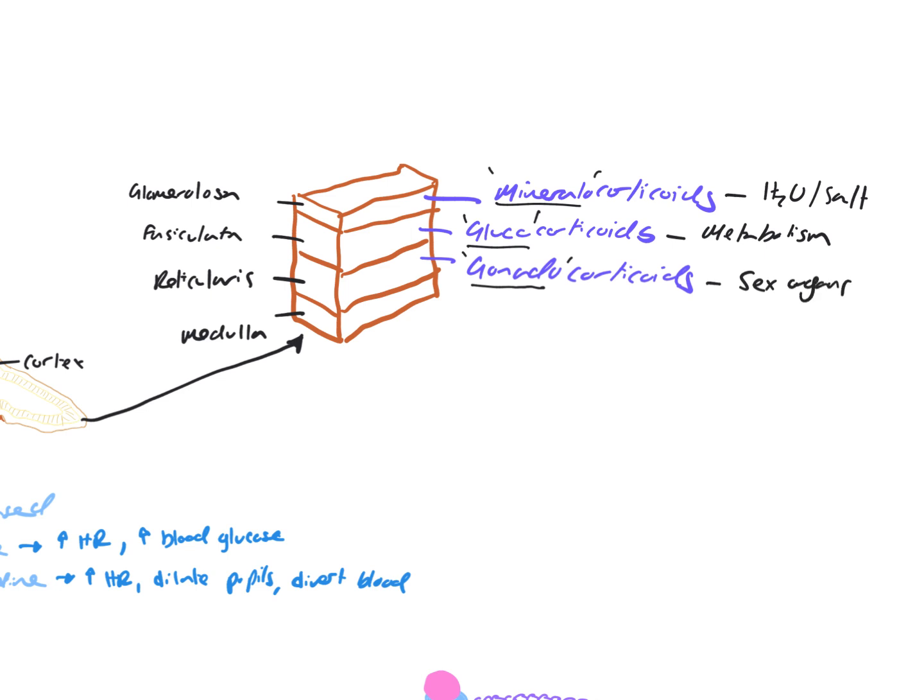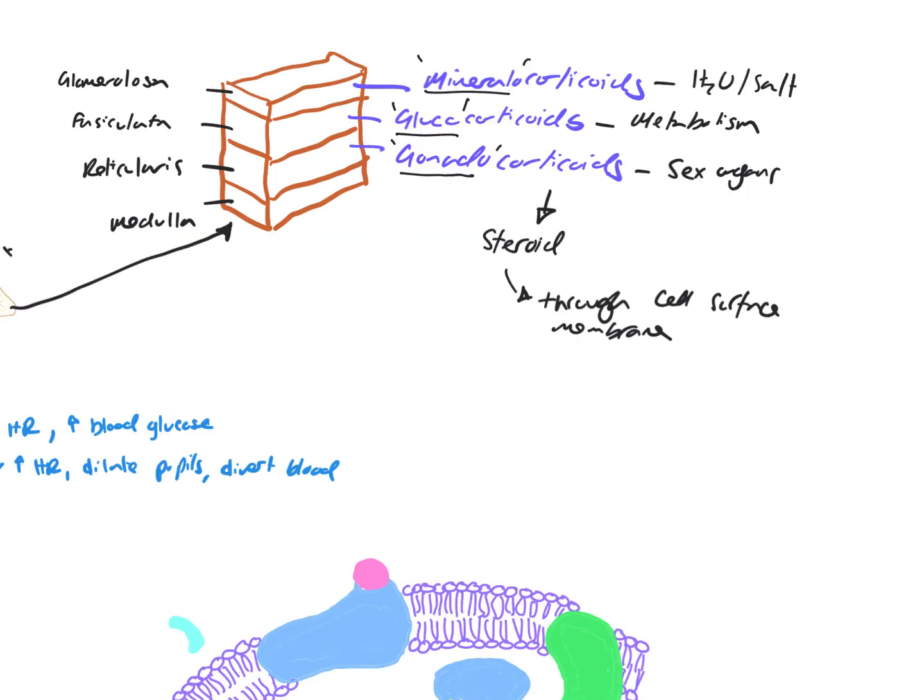The second part to unpack with this is the fact that they've all got the corticoid. So the corticoid part means that here we've got a steroid-based hormone, and that means that this is going to be able to directly interact with your cell surface membrane, so it can go through your cell surface membrane. Now, as these can diffuse straight through your cell surface membrane, this means that these are going to then be able to go straight through into the nucleus, and they can then change the transcription of genes from the nucleus.